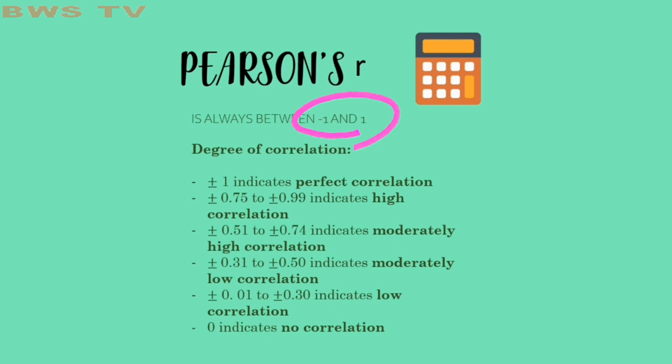These are the degrees of correlation. Positive or negative 1 indicates perfect correlation. 0.75 to 0.99 indicates high correlation. 0.51 to 0.74 indicates moderately high correlation. 0.31 to 0.50 indicates moderately low correlation. 0.01 to 0.30 indicates low correlation. 0 indicates no correlation.